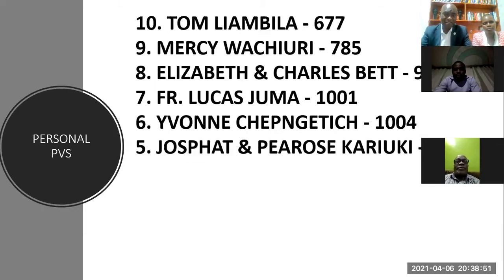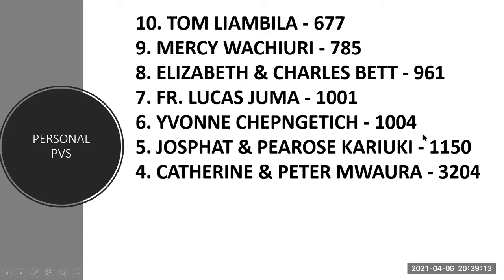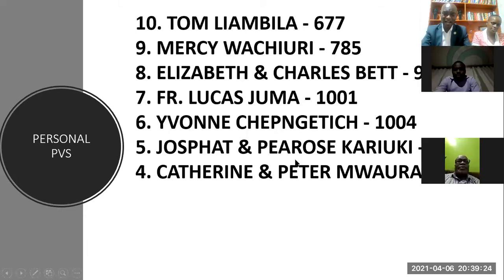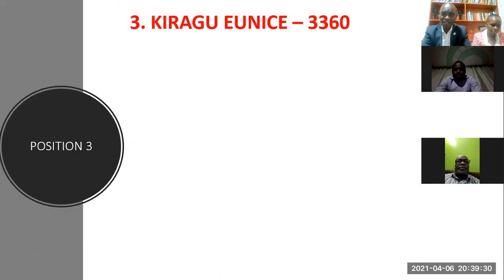Then we have position number 5, Joshua and Piero's karaoke, 1150 PVs personal. You can see how hot it was. Even Piero felt the heat. And then we got, we didn't clap for her. And then we have position number 4, Catherine and Peter Mwaura. Now look at this gap, 3,204 personal points. Congratulations, Catherine and Peter, for great job done. And then now we got position number 3, top 3, Kirago Eunice.